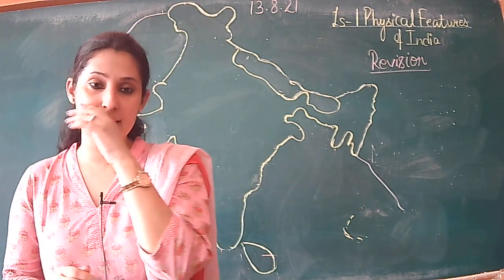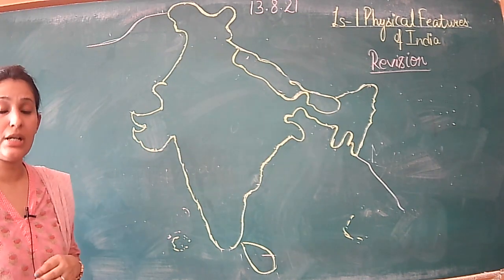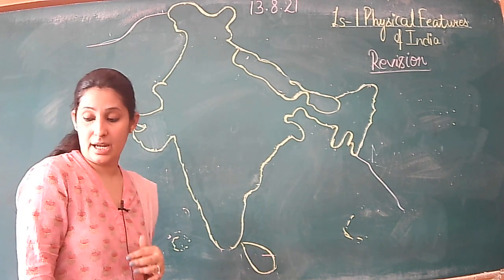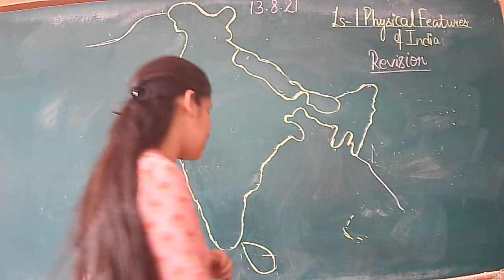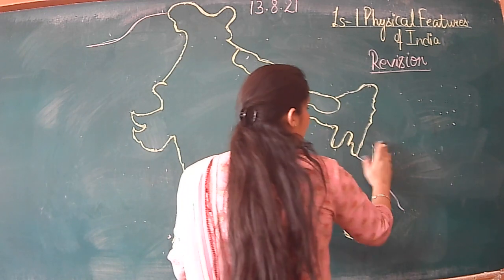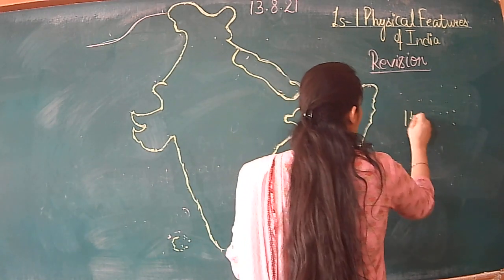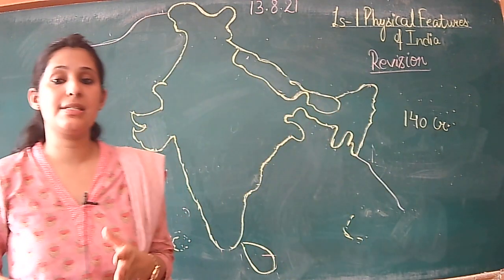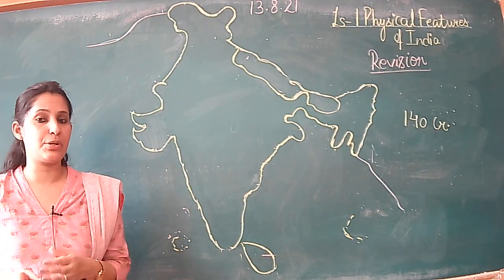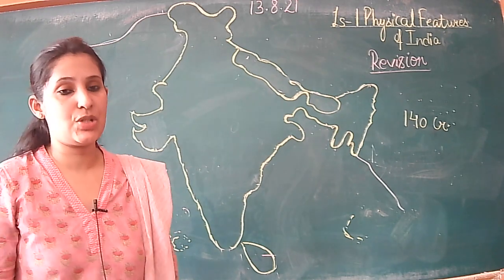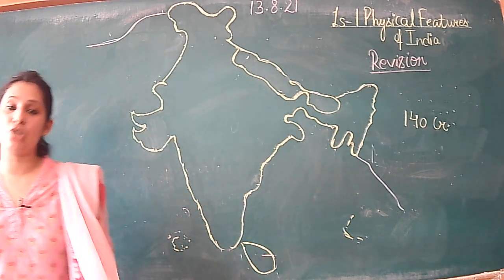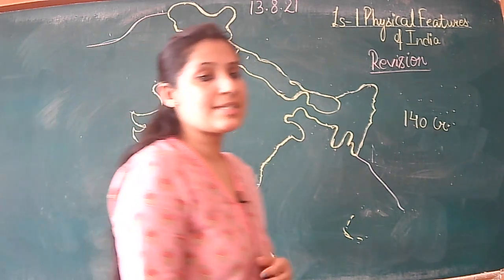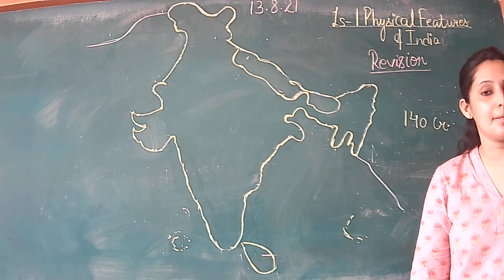India is the 7th largest country of the world, and it has the second largest population, more than 140 crore. Right now our country's population is more than 140 crore, and we have the second largest population after which country? China. Yes, that's correct. After China we have the second largest population.